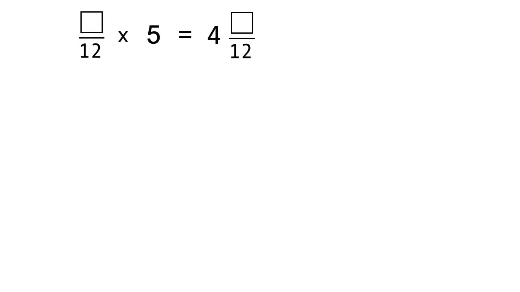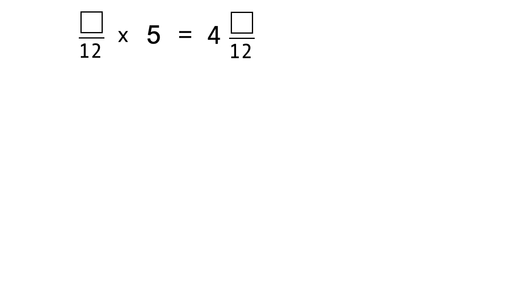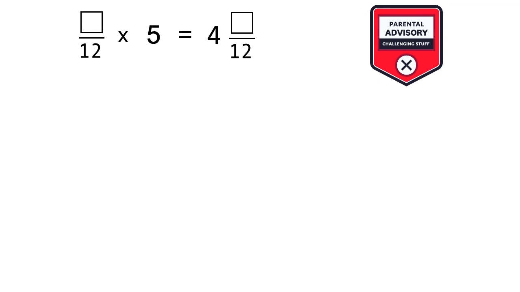And now we come to our final problem. Something over 12 times 5 equals 4 and some number of twelfths. And this one, I believe, was actually invented by Peruvian goat herders in the late 18th century. And it's quite a challenging one. So for this reason, I'm going to give you a bit of a warning here. If you're not comfortable with all of the other stuff we've done in the video, I'd recommend practicing this before having a look at this question. Or you can just sit back and see what I think about it now.